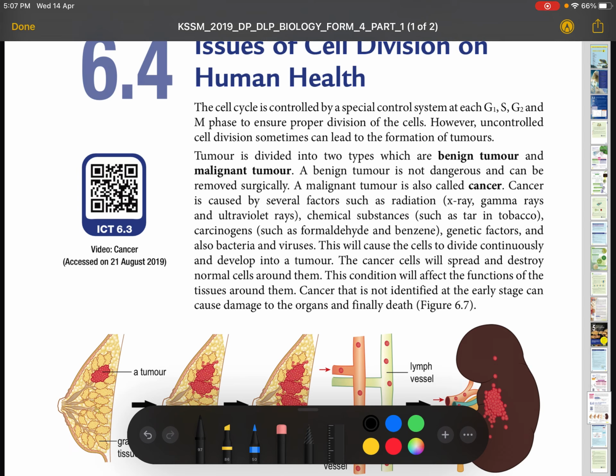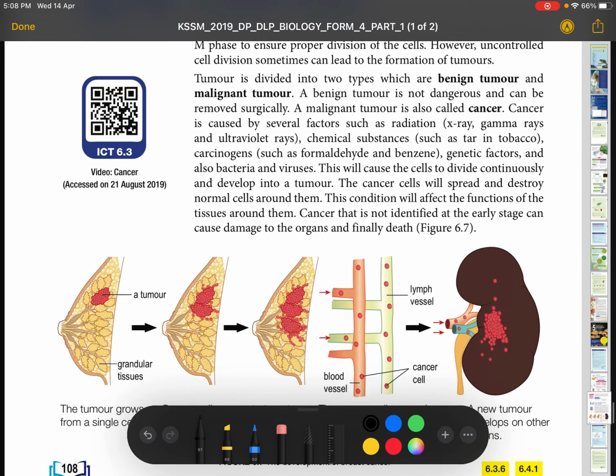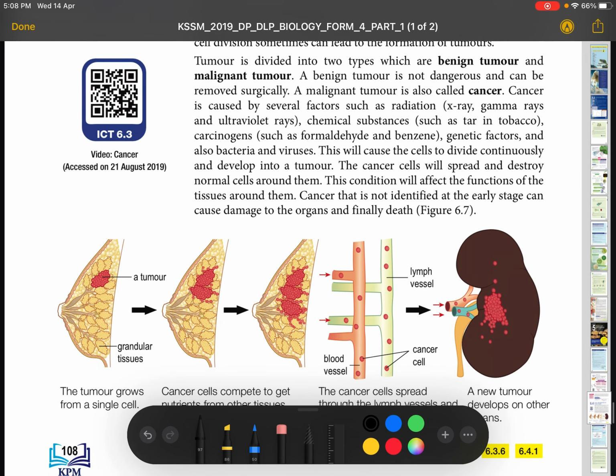Okay, issues of cell division on human health. So uncontrolled cell division is called a tumor. There is the benign tumor and the malignant tumor. Benign tumor is not that dangerous. It's like an extra bulge from your body. Like for example, some people might have an extra thing coming out of their face. It is not dangerous. It does not do anything to you, and you can remove it through surgery without any problem. But a malignant tumor or cancer is very dangerous, and I'm sure you will know the causes of cancer, so I'm not gonna mention it.